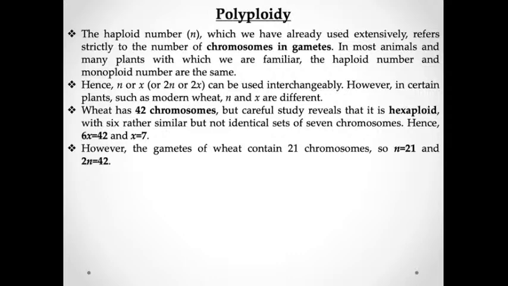Wheat has 42 chromosomes, but careful study reveals that it is a hexaploid with 6 rather similar but not identical sets of 7 chromosomes. Hence 6x equals 42, and x is 7 in that case. And wheat gametes contain 21 chromosomes, n is 21, and 2n equals 42.